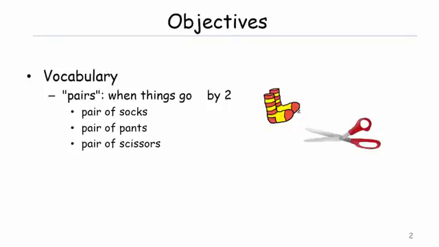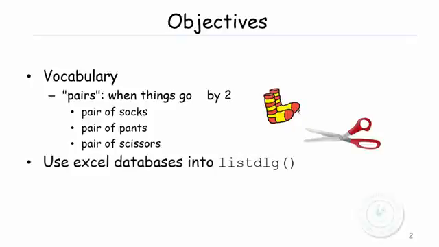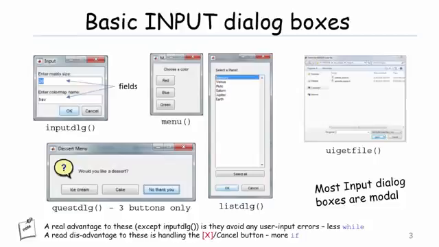As far as vocabulary, there's only one word: pairs. When things go by 2, we call it in pairs. And in this function, listdlg, we'll need pairs of arguments, so by 2. We'll also use Excel databases in listdlg.